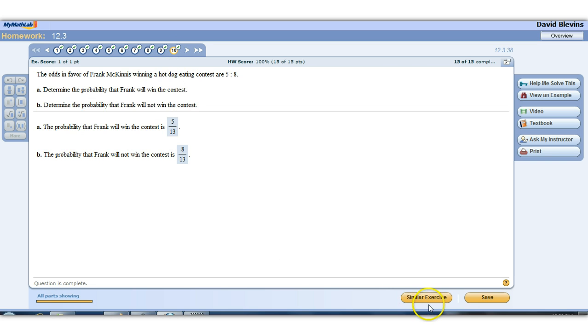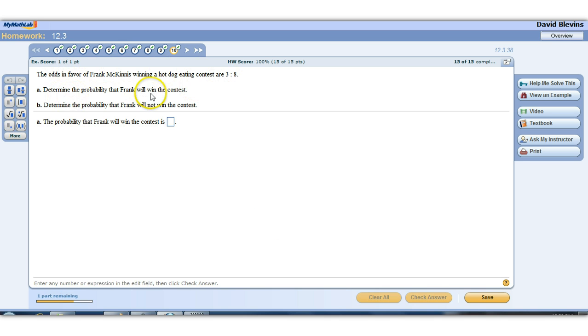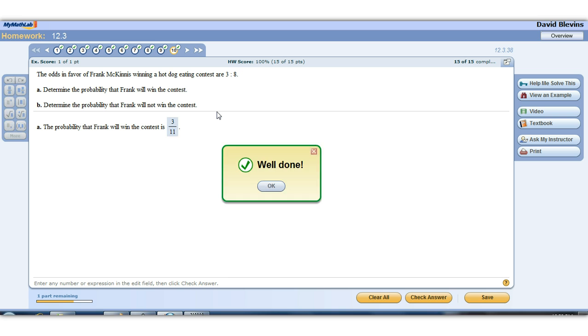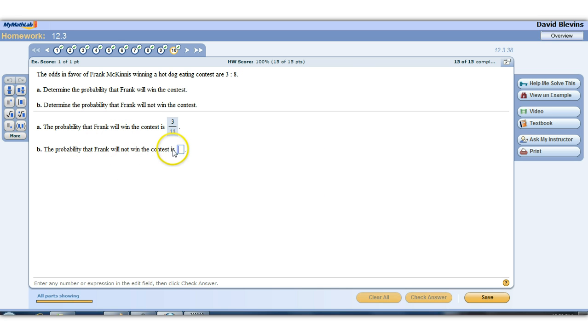Number 9, a similar problem. We're given odds, and we want to determine probability. So the odds in favor of him winning a hot dog eating contest are 3 to 8. So the number of ways he would win is 3. So the probability he does win, that 3 goes on top, and then 3 plus 8, the 11, goes on the bottom. The probability that Frank will not win the contest, there's the 8. Odds in favor, the 3 is does win, the 8 is does not win, the opposite of this. So 8 on top, and still 11, 3 plus 8, on the bottom.